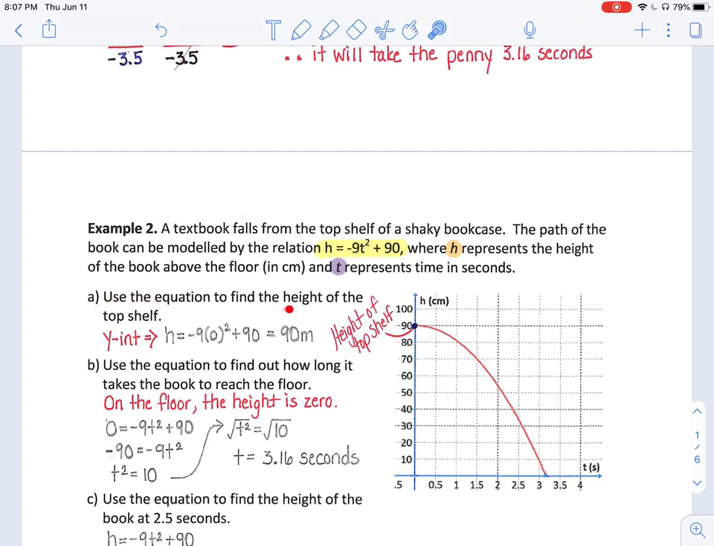Use the equation to find the height of the top shelf. Well, at the top of the shelf, there's been no time, right? That's where it starts. So we're trying to find that y-intercept, or when our time is 0.